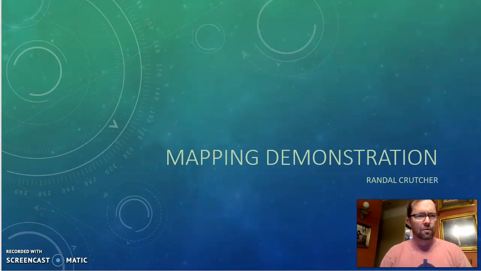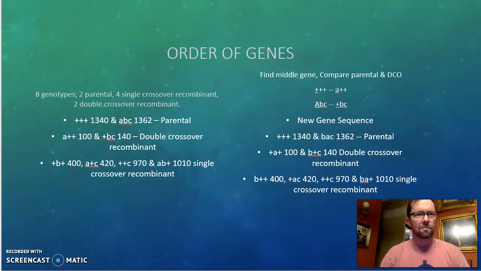So what we're going to look at is some genotypes. If I can get my computer to work here. Of the provided genotypes, we were given 8. The two parentals are the ones with the largest number of progeny. That's why the plus plus plus and the ABC were selected.